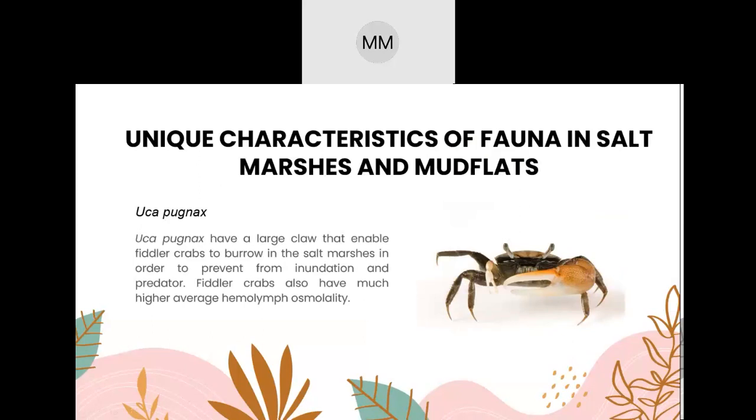These are the unique characteristics of fauna in salt marshes and mudflats. The first is Uca pugnax. Uca pugnax has a large claw that enables fiddler crabs to burrow in the salt marshes in order to prevent inundation and predators. Fiddler crabs also have much higher average hemolymph osmolality.